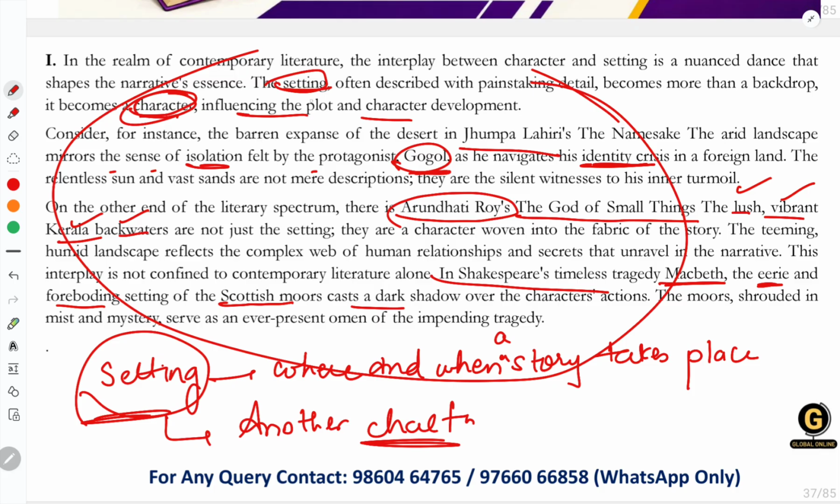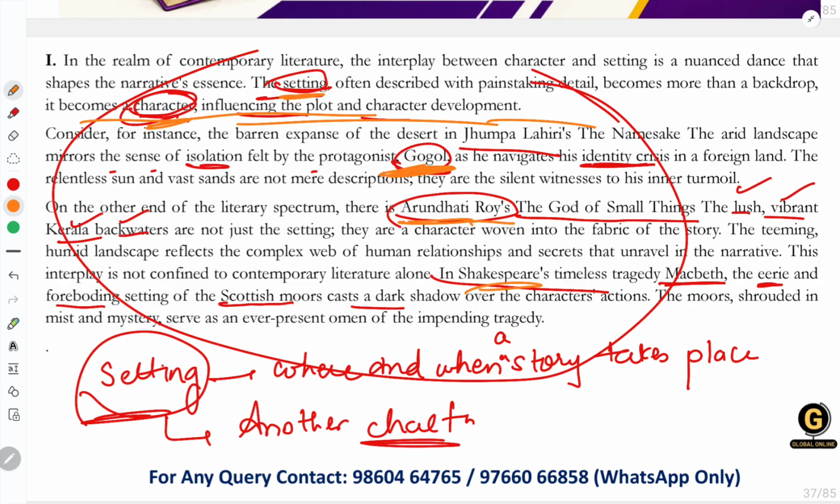Please try to understand these words first. What is setting? Where and when the story takes place. Go for examples then. In this second half, you can clearly see he's giving certain examples: Goggles, then Arundhati Roy's example, Shakespeare's example.